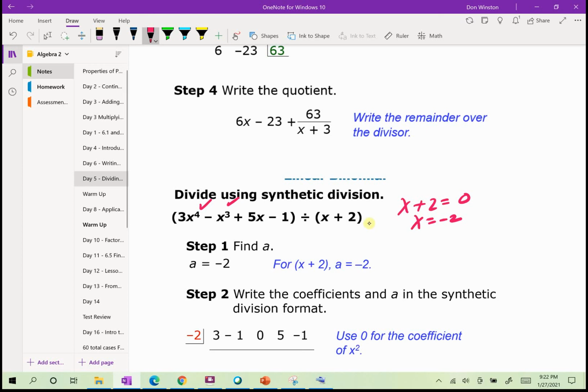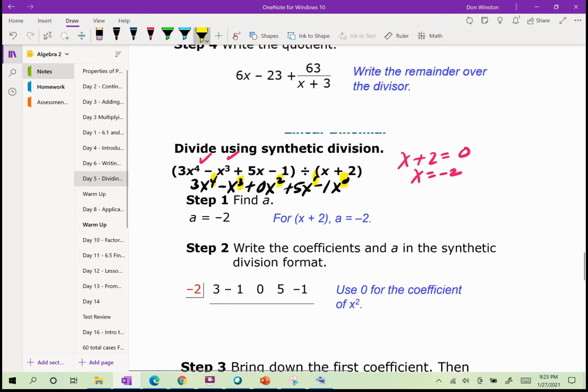So basically I will have this. I'll have 3x to the fourth minus x cubed, but because I don't have the 0, I better account for that, otherwise synthetic division is not going to be right. I'll have 0x squared. And then I have my 5x and my minus 1, which I can write as x to the 0. So I have all the exponents, 4, 3, 2, 1, and 0. You must account for all of the missing terms. Otherwise, you'll get synthetic division wrong. If you're missing a term, add 0. 4, 3, 2, 1, 0.